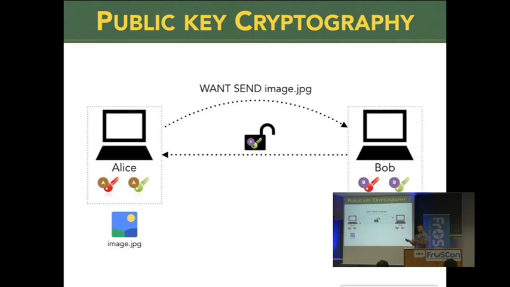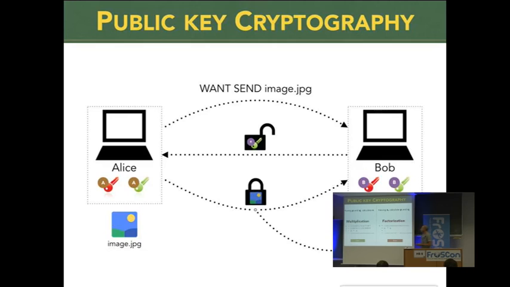We can see this like a box with a padlock. Bob is sending an open box and an open padlock. Alice puts that image in the box and closes the padlock. So only Bob will be able to open the padlock with the private key. If anyone in the middle gets that information, they get just garbage.